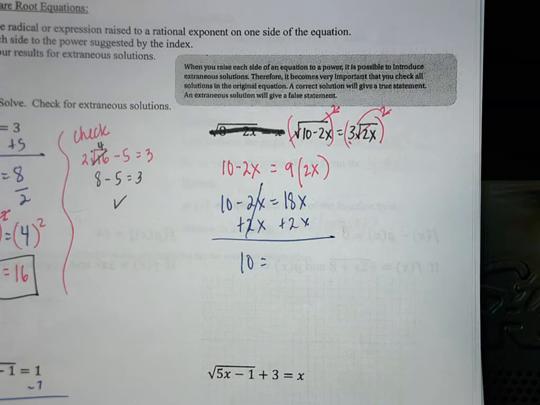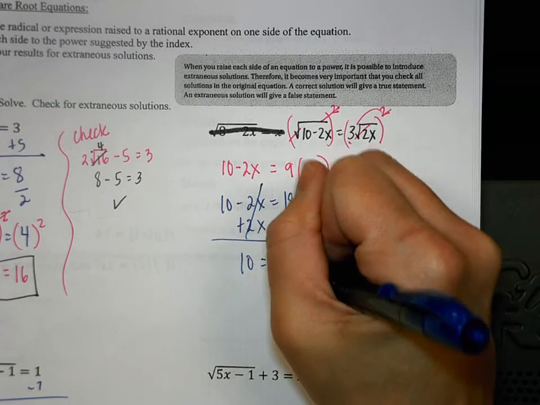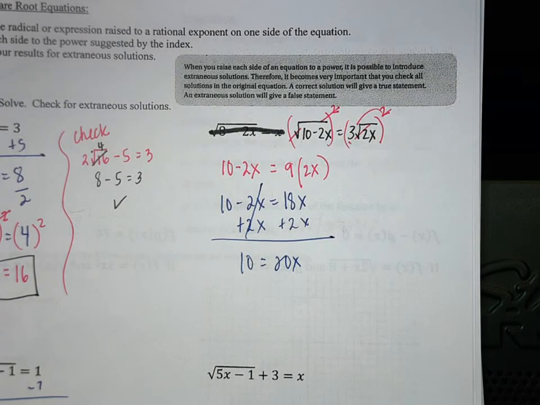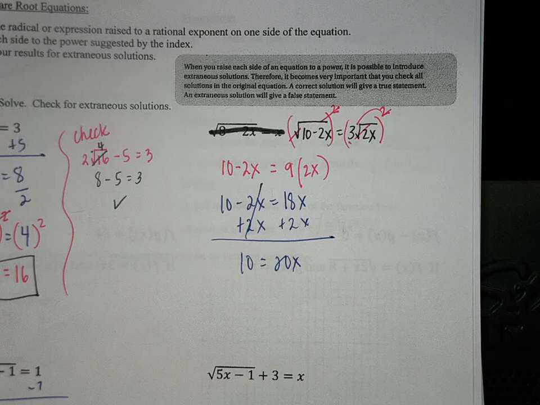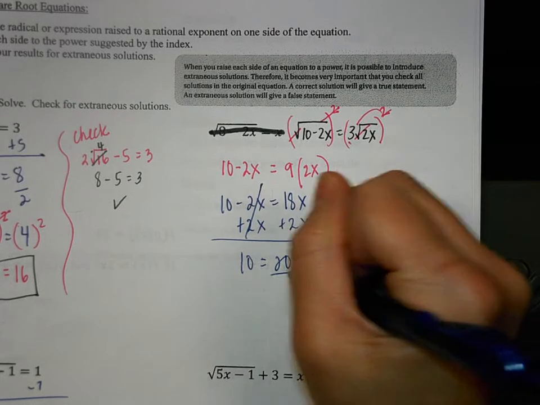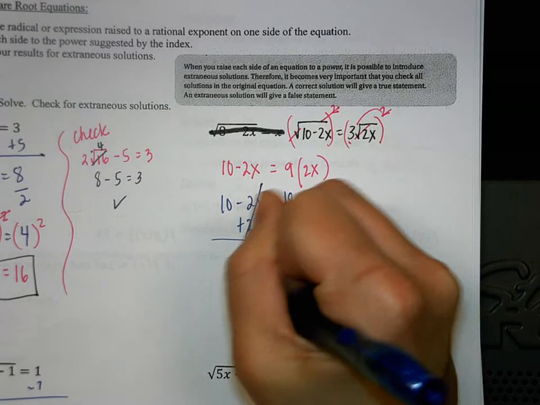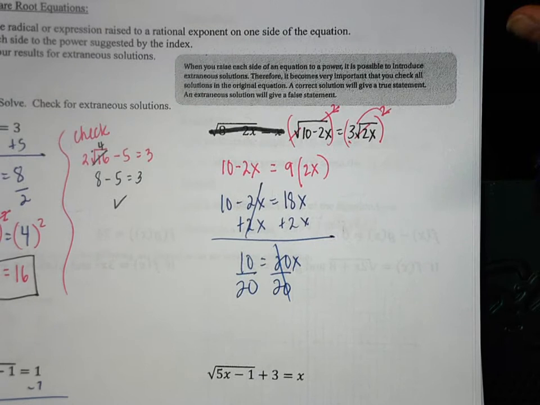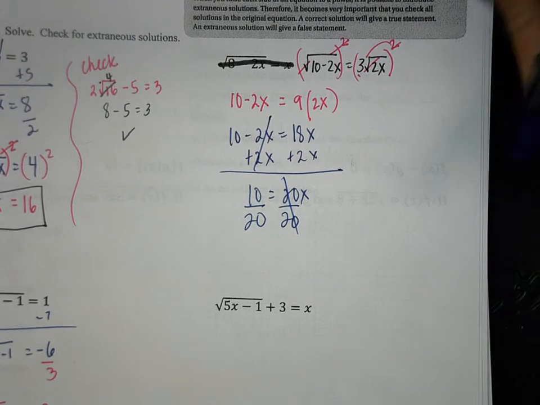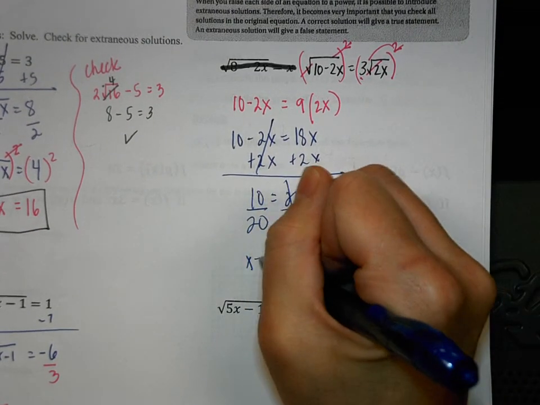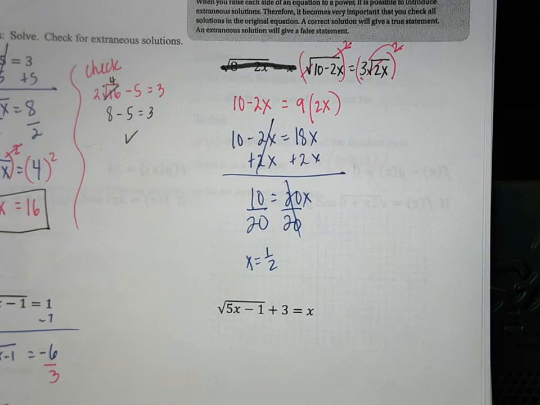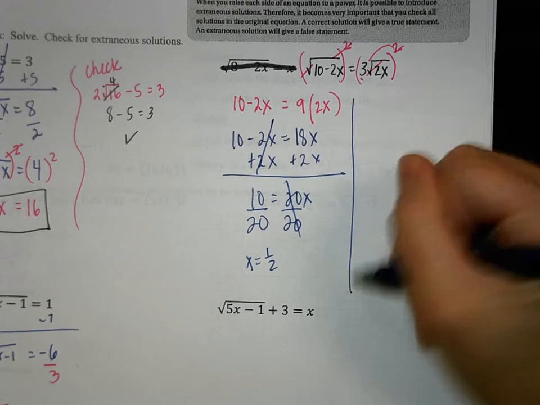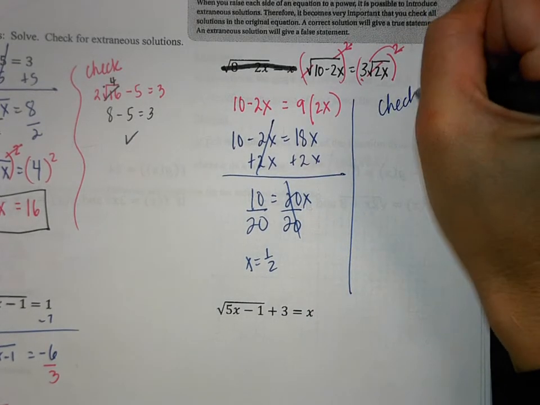10 equals what? 20x. And then next I'll, good, divide by 20 to both sides. And when you reduce there, what do you get? 1/2. Very good. X equals 1/2. But we always need to do what? Check. Okay, so I'm going to go ahead and do my check over here.